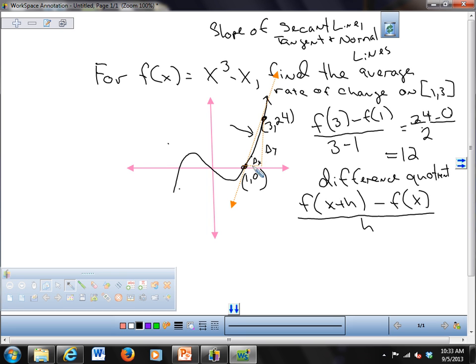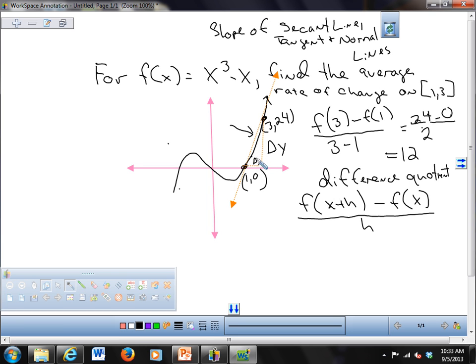Yes? What does it say to the right of delta? Yeah, right here. That's just delta y, the change in y. But if this is f of x, then this would be f of x plus h. It depends where you start, right?